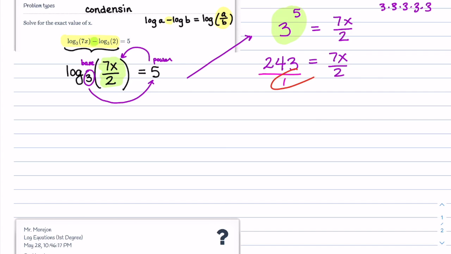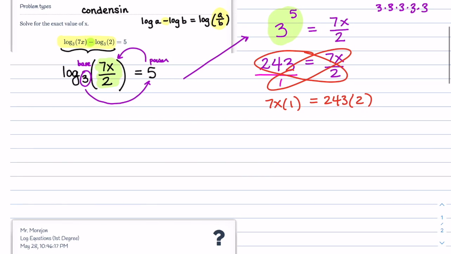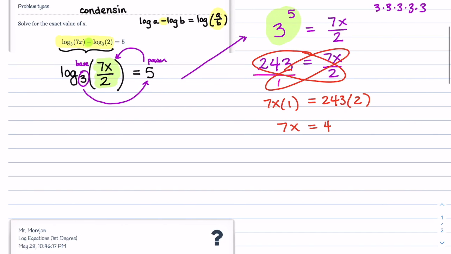And now we're in a position to cross multiply. So we can go that way and that way. So this will be 7x times 1 is equal to 243 times 2. And this will be 7x is equal to 486, divided by 7.